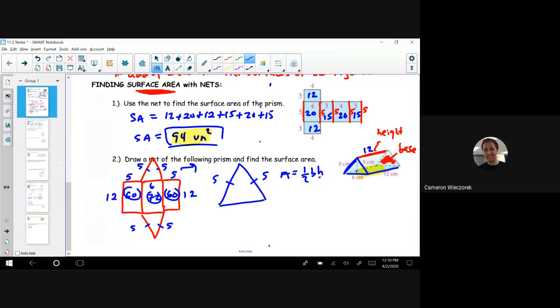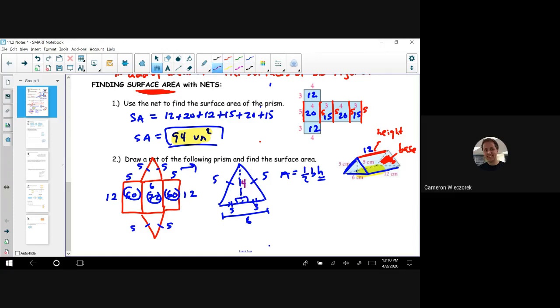The height in this case being the height of the triangle, not the height of the prism. So I'm actually going to drop that straight down at a right angle. There's my height. The whole bottom is 6. Since it's isosceles, that means it's going to get split in half. So each of these pieces needs to be 3. And then this is one of your Pythagorean triples you should know. This is a 3, 4, 5 right triangle.